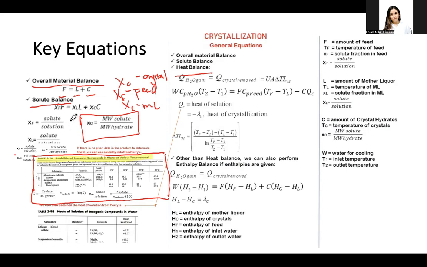directly, you can't use it directly. So you need a formula. The formula that you will use is the following. X solute is equal to S over 100 plus S.